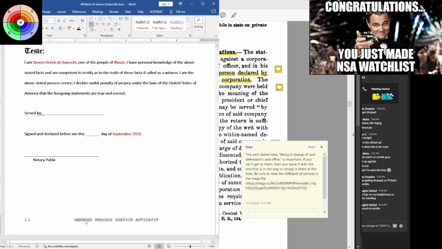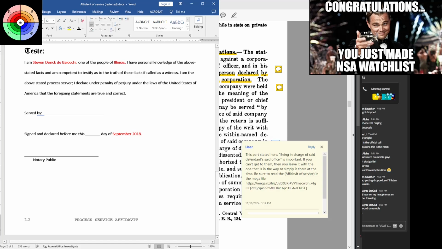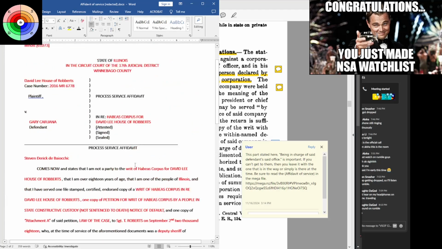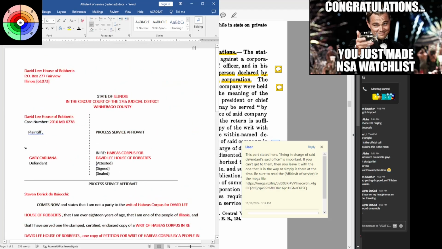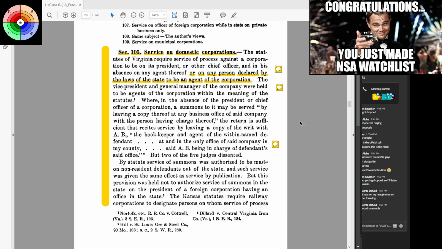At the bottom, it says amended process service affidavit. So you guys can just fix that and get rid of the amended part, because I had to fix this at one time. I'll just save it like that. First, your process server fills this out, then you take it and file it into the court case where the matter is pending. And that's how you do process service.